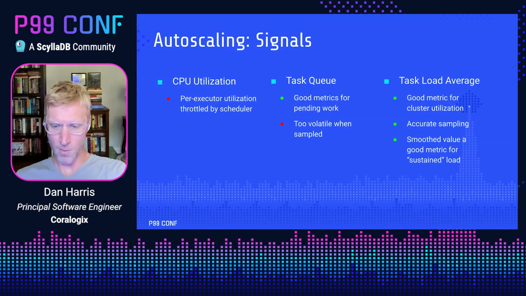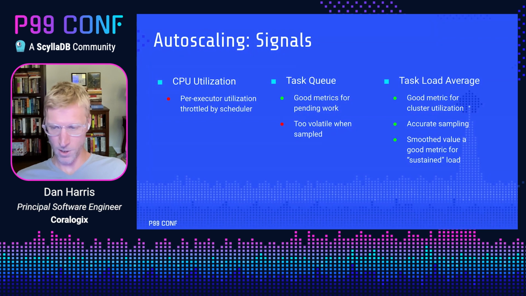The basic problem is that when we talk about auto-scaling signals, we're typically talking about some sort of sampled metric, right? So you're using something like Prometheus. Metrics are being scraped every 15, 30 seconds, however you have it configured. So the size of the task queue can be quite volatile and sampled. And so even when you try and smooth it, you get too much volatility to be a really high fidelity signal. So we finally settled on something we call task load average.